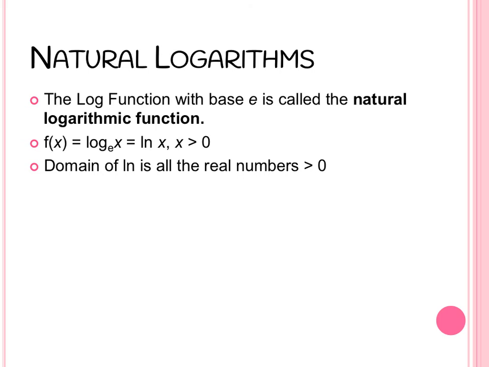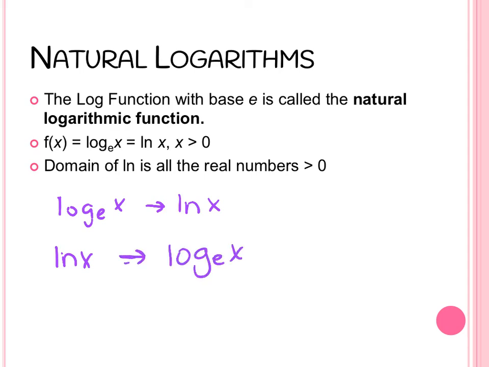So a log function with e as its base is called the natural log function. Remember we said e is the natural base, right? So the ln on your calculator is for natural log, and ln is the same as log base e. So if I see log base e, I can rewrite that as ln. And if I see ln, I can rewrite that as log base e. They are interchangeable. All it means is that that little base is really 2.7.